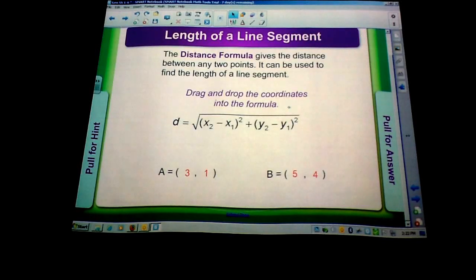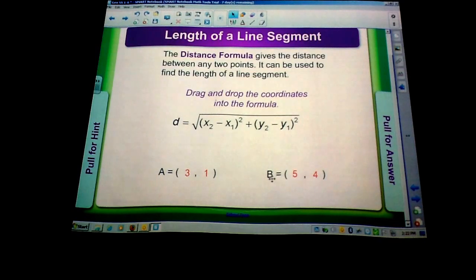Alright, welcome back. This is part 2 of section 1-6, which is over midpoints and distance formulas. This part we're going to be talking about is the distance formula part. So the distance formula is, given the distance between any 2 points, it can be used to find the length of the line segment. So distance is equal to the square root of (x2 minus x1) squared plus (y2 minus y1) squared.